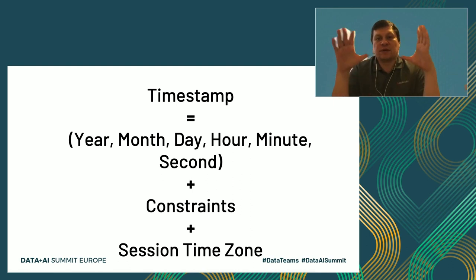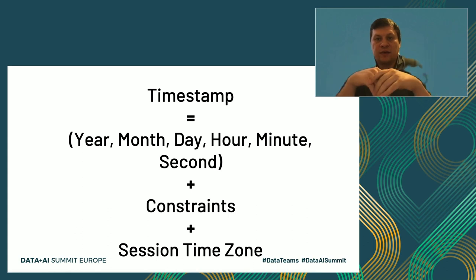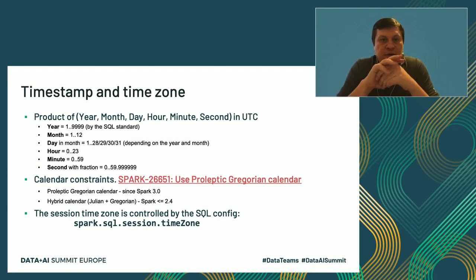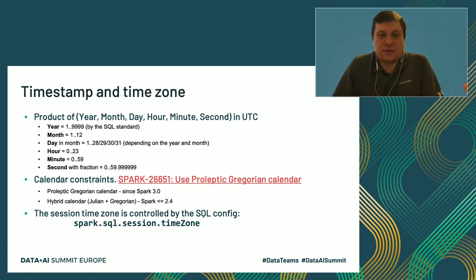So if we represent a timestamp as a product of year, month, day, hour, minute, and second, plus constraints like calendar, an additional constraint is the session time zone. Looking at the constraints for year, month, and date, they are the same. For hours, the value could be up to 23, and for minutes from 0 to 59. Interestingly, seconds could be represented with a fraction part. Spark supports a fraction up to microsecond precision.